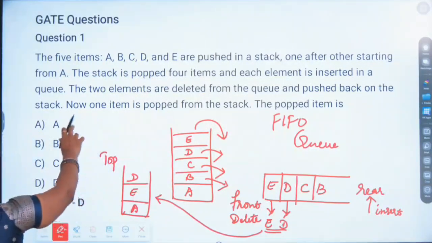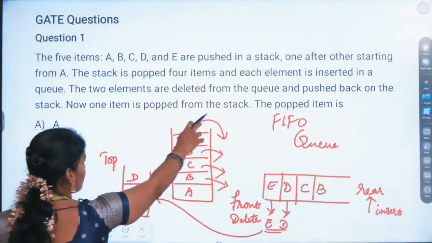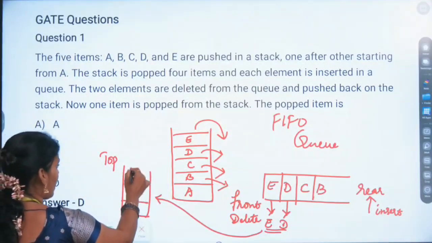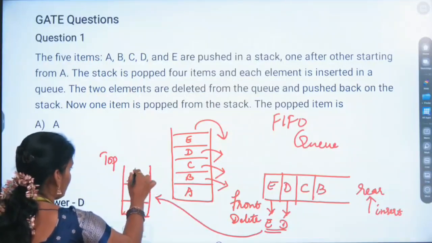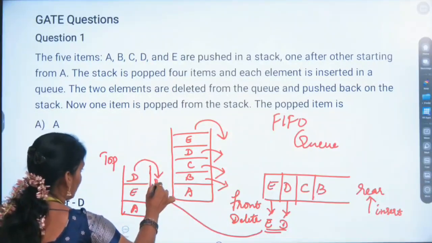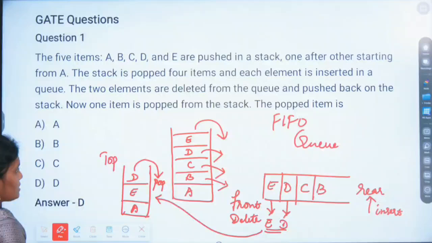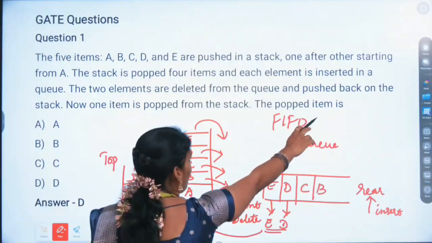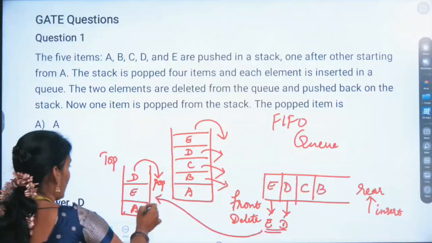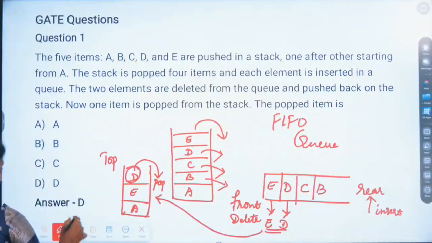Next the question is, now one item is popped from the stack. From the stack you have to pop out one element. Here the topmost element is D. This element gets popped off from the stack, and in the question they have asked which element is popped from the stack. So the popped item is D. Your answer will be D.